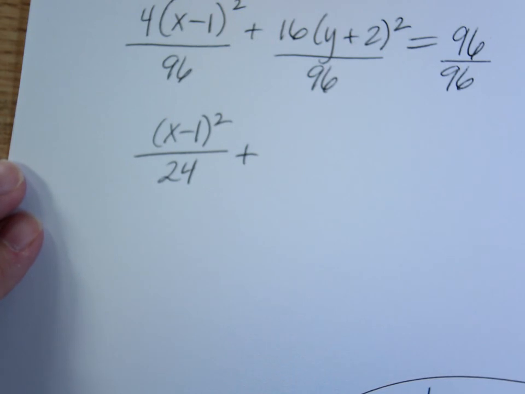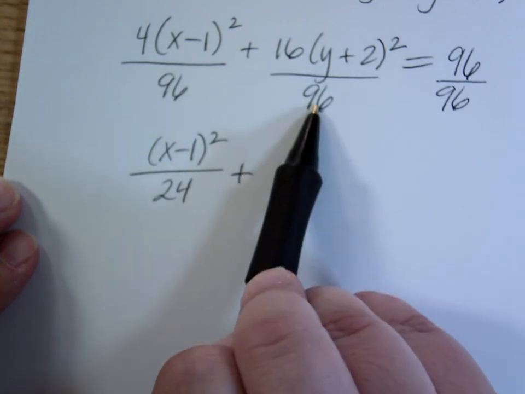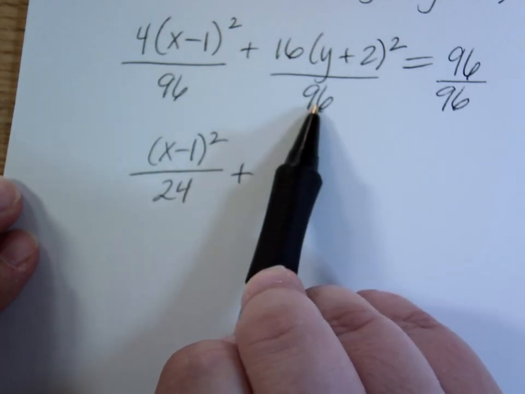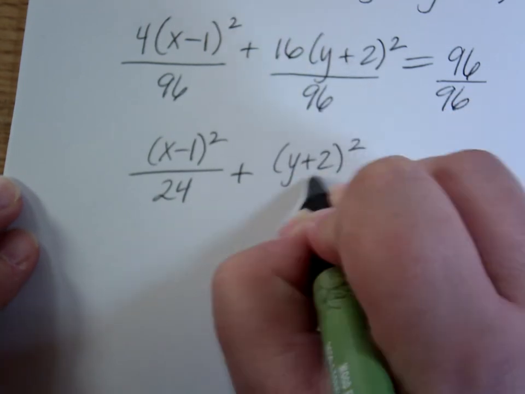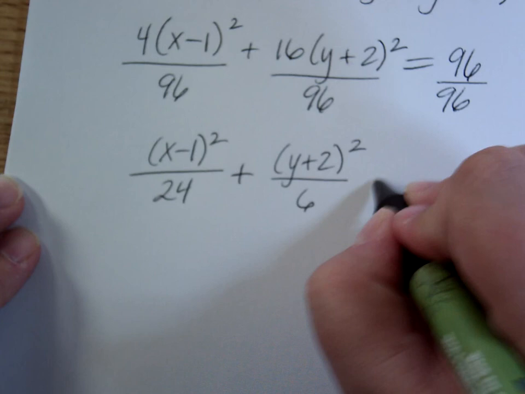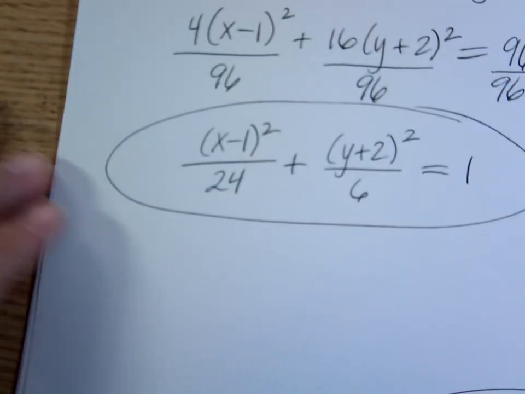Here I just need to simplify the old-fashioned way. So find the number that goes into 16 and one that goes into 96. That's 16. 16 goes into itself once and into 96 6 times. And this is my standard equation. And that is everything.